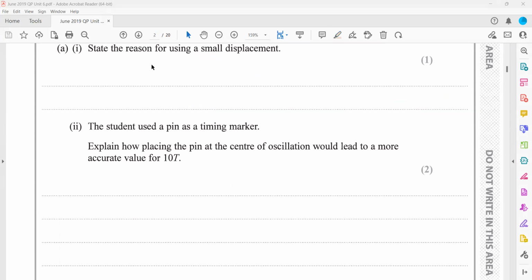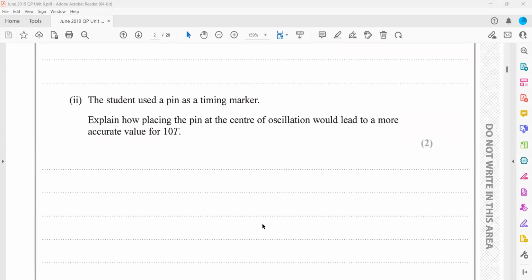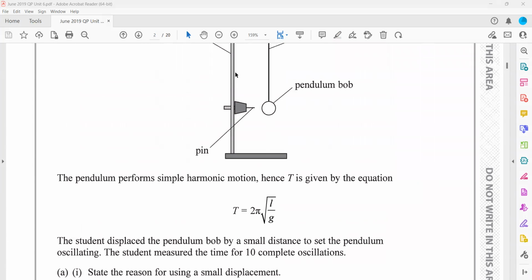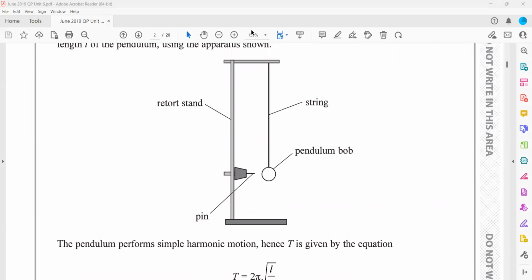Then the student uses a pin as a timing marker. Explain how placing a pin at the center of oscillation will lead to a more accurate value for the total time for 10 oscillations. If we keep this pin here, it is used as a marker, because this pendulum is oscillating, completing simple harmonic motion. So this pin is used as a reference.